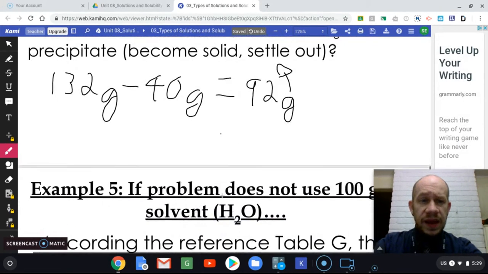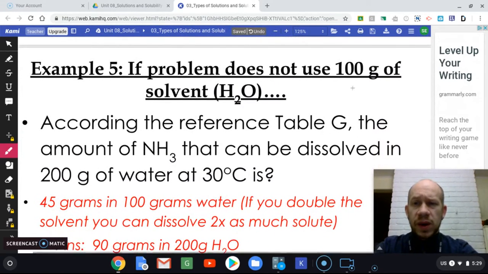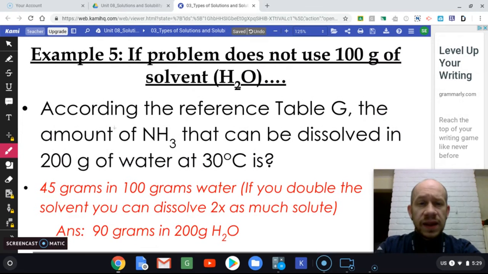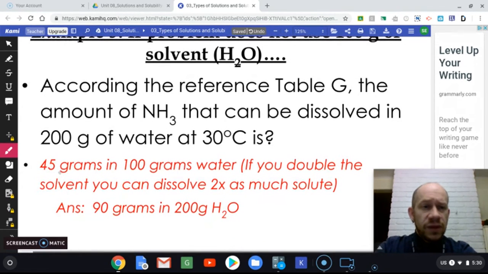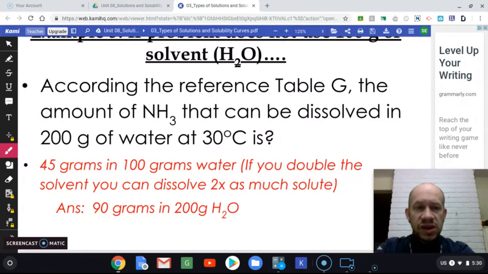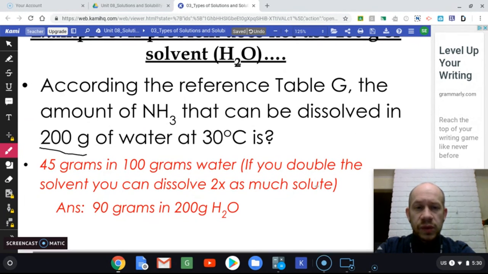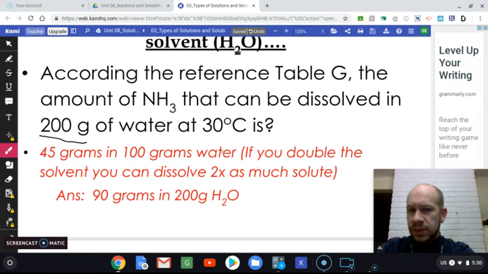All right. And example 5, if the problem does not use 100 grams of solvent or water, then I'm going to do something a little bit different. According to the reference table G, the amount of NH3 that can be dissolved in 200 grams of water at 30 degrees Celsius is, so 45 grams of NH3. If you look at table G, you'll see 45 grams of NH3 will make it saturated in 100 grams, but I have 200 grams of water. So if I double the solvent, I can dissolve twice as much solute. If I can hold 45 grams in 100 grams of water, then I can have 90 grams in 200 grams of water.